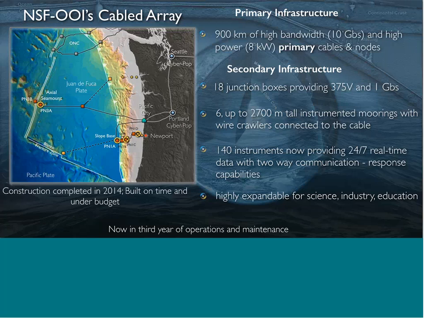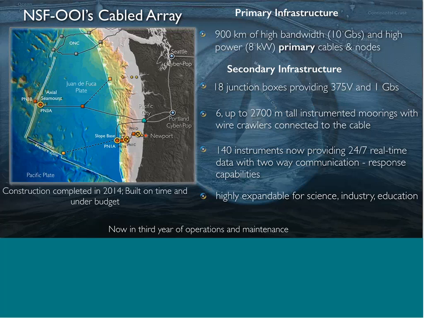Another very cool piece of infrastructure is we have 6 moorings up to 2,700 meters tall, and I'll show you some images of that. There are 140 to 150 instruments on the seafloor. A few of them are unconnected, things like water samplers, but the rest provide 24/7 data and two-way communication. The initial design since day one was planned so that it's highly expandable. We use very little of the data capabilities and still have a lot of power available.